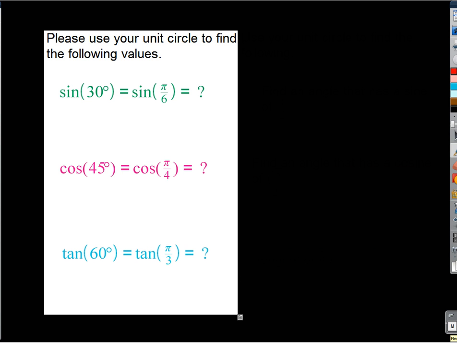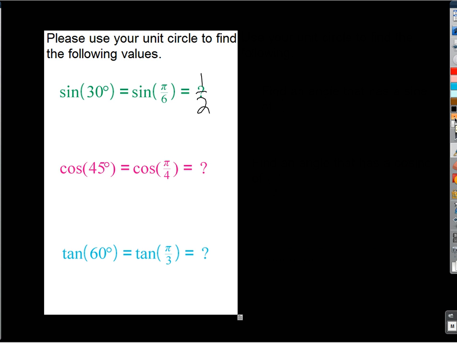This is really just review of the stuff you've done before. So, Tyler, sine of 30? Sine is going to be y. And so, 30 degrees is π over 6. So y, right? Yeah, y, so 1/2.